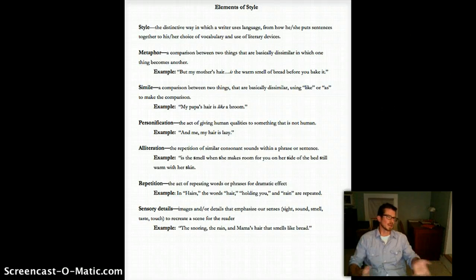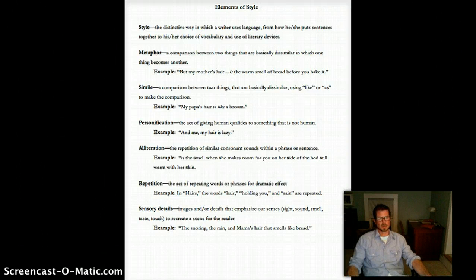I think already in the 4 chapters that we've read, you get a pretty good sense of Sandra Cisneros' style. A lot of figurative language, language that isn't necessarily complicated, but there's a lot there to think about. So just really quickly, metaphor is one thing you could use, a comparison between 2 things that are basically dissimilar, but you compare one to the other without like or as.